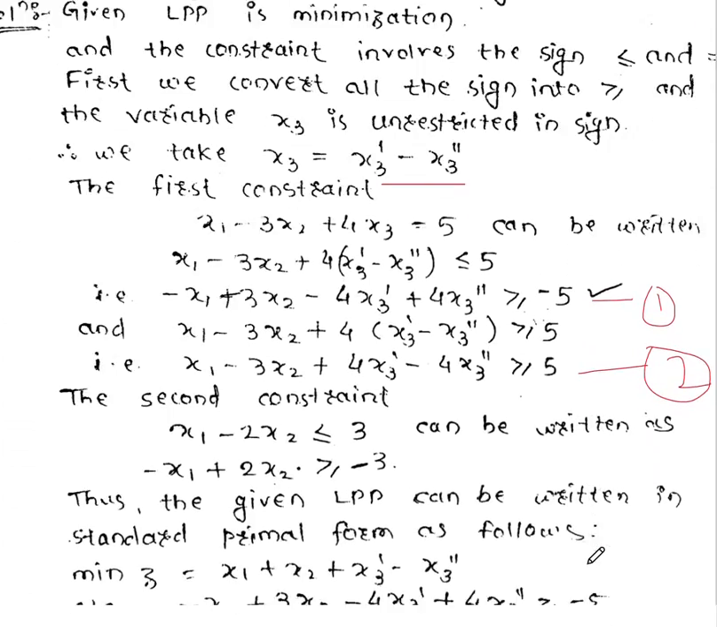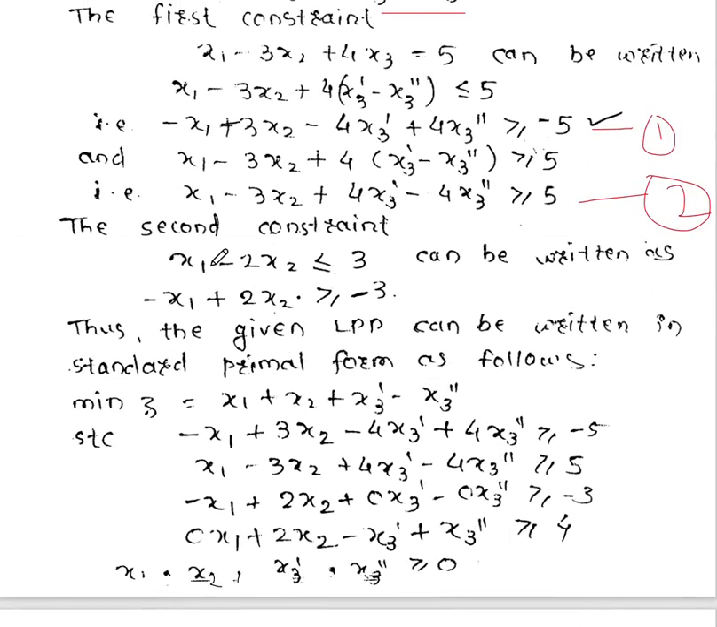Now the second constraint is x1 - 2x2 ≤ 3. We want the greater than or equal to sign, so we multiply this equation by -1: -x1 + 2x2 ≥ -3. Let us consider this as equation number 3. Now the above equations can be written in the standard form.